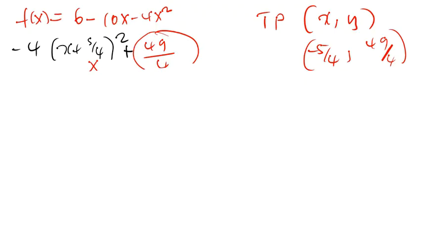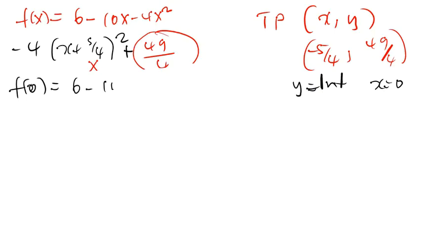I'm going to show you. After finding the turning point, we need to find what we call the intercept. To find the y-intercept, x should be equal to 0. So f of x, if I put 0, it will be 6 minus 10 times 0 minus 4 times 0 squared. This will be 0, this will be 0. So y will be equal to 6. So it has to cut at y is equal to 6.